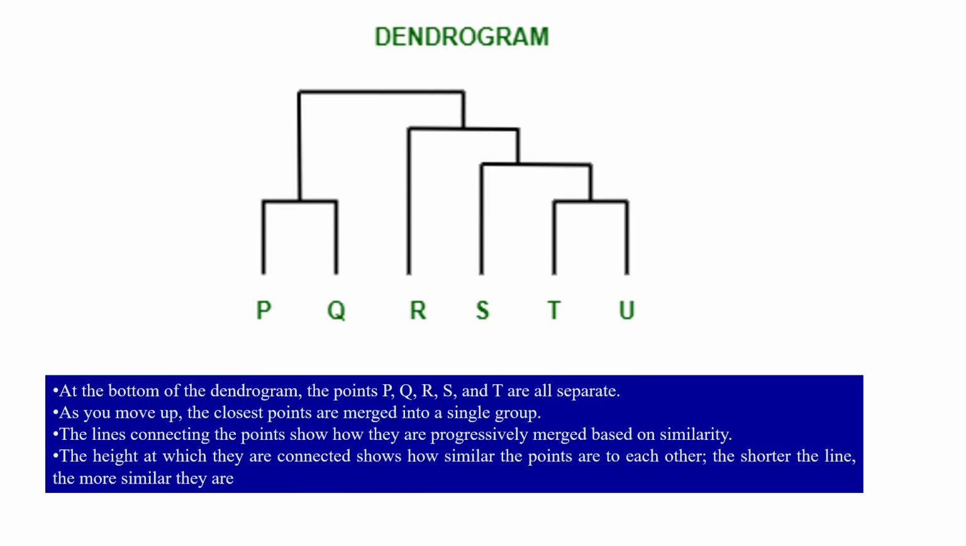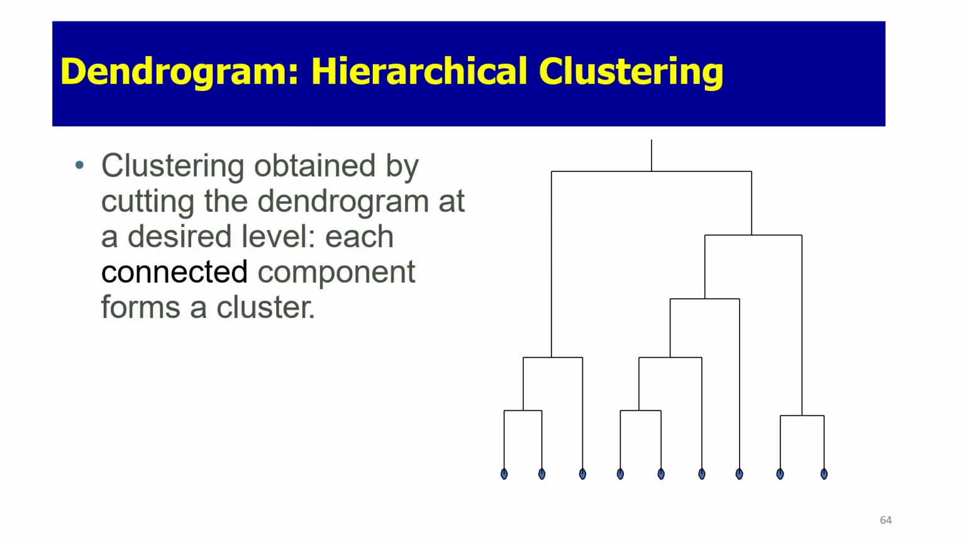This is the dendrogram of PQRSTU I showed you, and you can clearly see that at the bottom all of them are separate clusters. P and Q are connected here. Here T and U are connected, then finally T, U, S are connected, and finally R is connected. Here everything, P, Q, R, S, T, U, is there. So, that is how dendrograms are developed. This is some more examples of dendrograms, how they look, more complex dendrograms. So, this is the starting point of any agglomerative clustering.